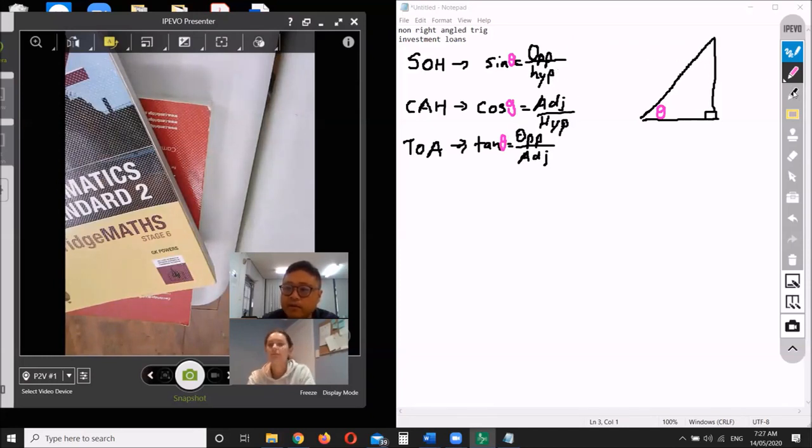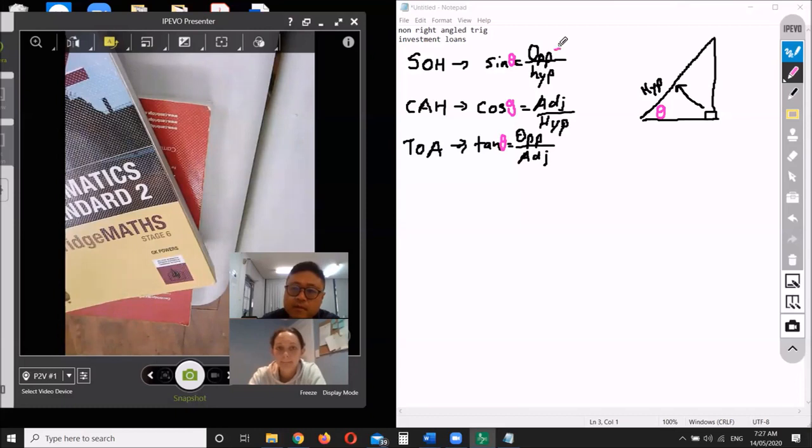Now, our hypotenuse is easy to recognize. How would we recognize the hypotenuse? There are two ways. It's directly across from the right angle, so it's opposite the right angle. And it's also the longest side. Those are the two ways to recognize the hypotenuse.